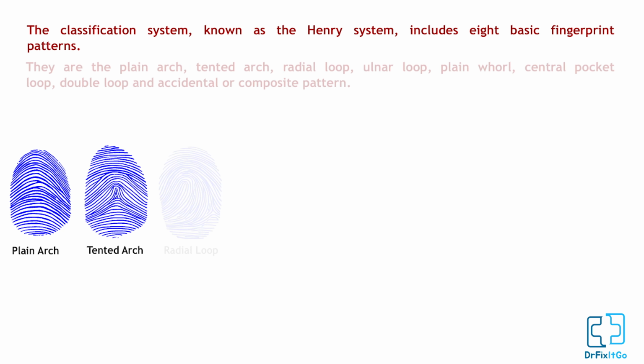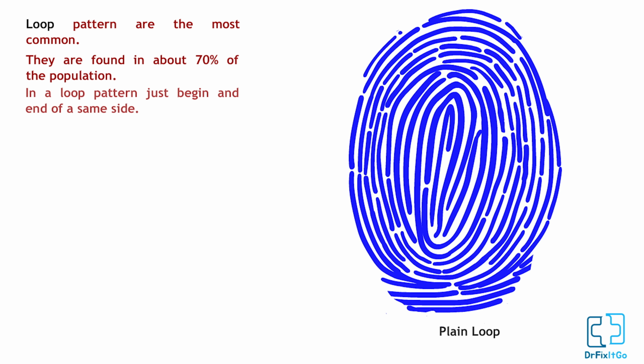Loop patterns are the most common. They are found in 70% of the population. In a loop pattern, the ridges begin and end on the same side.